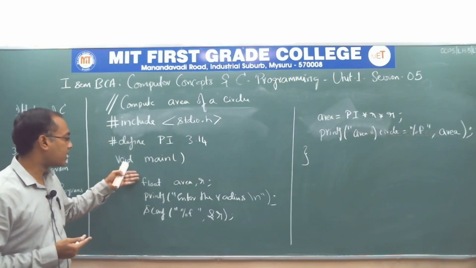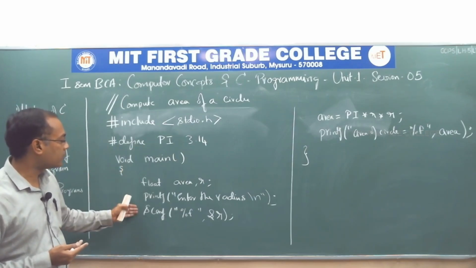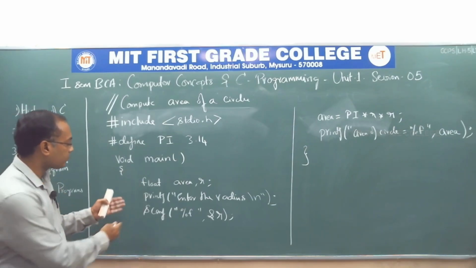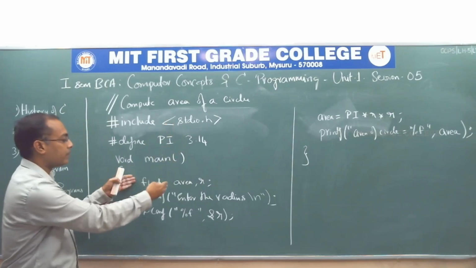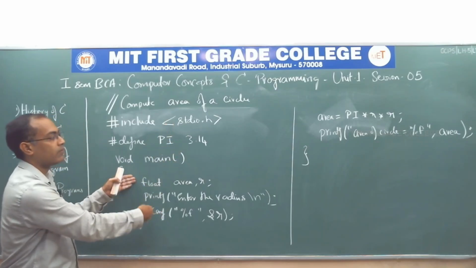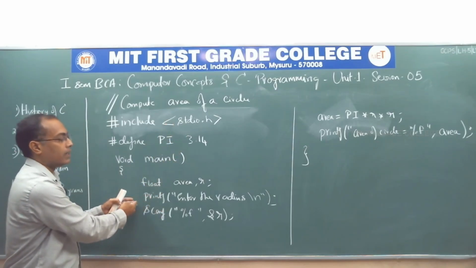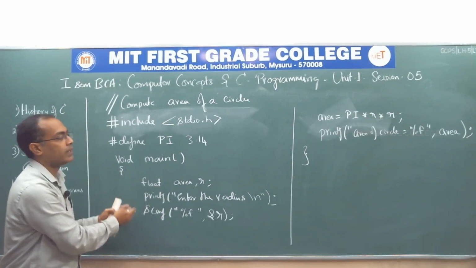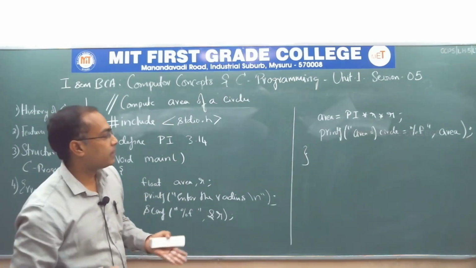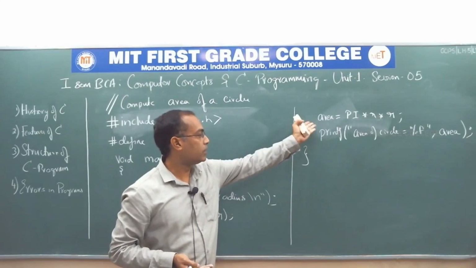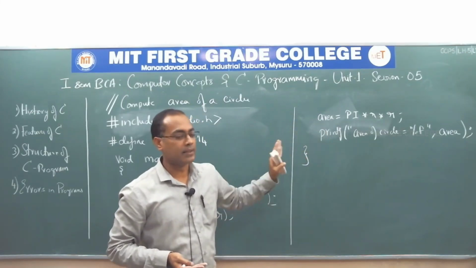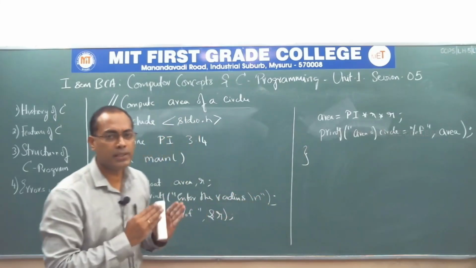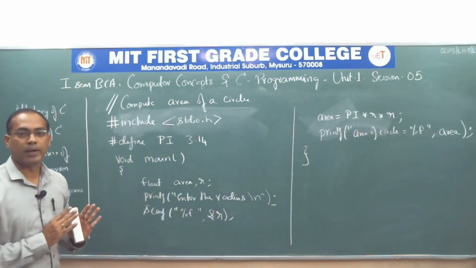Inside the main function, as I explained to you, it contains two parts, the declaration part and the executable statement part. Here I declared all the variables or constants required for this program, and then I use the input statement and output statement to accept the input, perform the computations, and then use the printf statement to display the results. I hope you have understood this part of the C program.